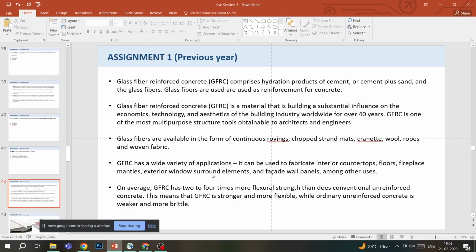So glass fiber reinforced concrete, GFRC, comprises hydration products of cement or cement plus sand and glass fibers. Glass fibers are used as reinforcement in this kind of concrete. It is a material that has been having a substantial influence on the economics, technology and aesthetics of the building industry worldwide for over 40 years. It's been 40 years this has been in play. And GFRC is one of the most multi-purpose structural tools obtainable to architects and engineers.